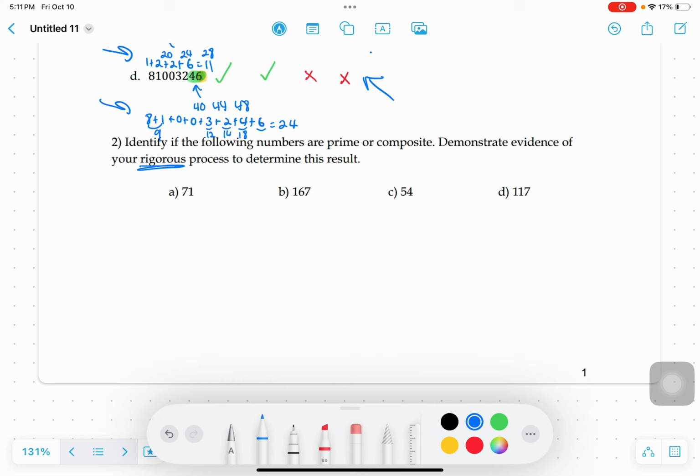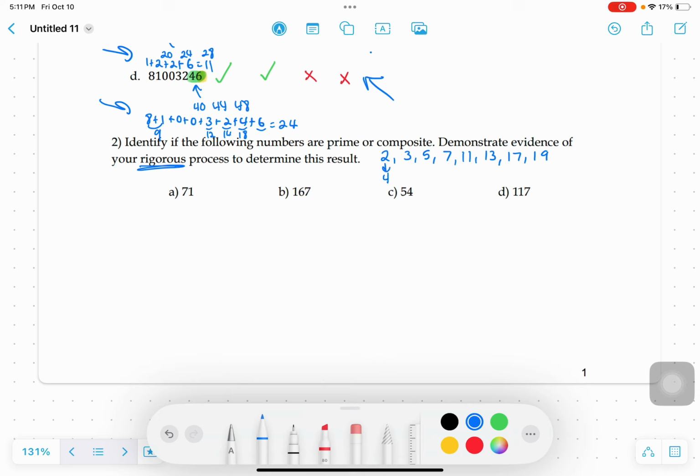So to do this, we must test all the primes for which the square of that prime is less than the number. So I'm going to write down all of the primes up to 20: 2, 3, 5, 7, 11, 13, 17, 19. Now I want to write down the squares of those numbers.